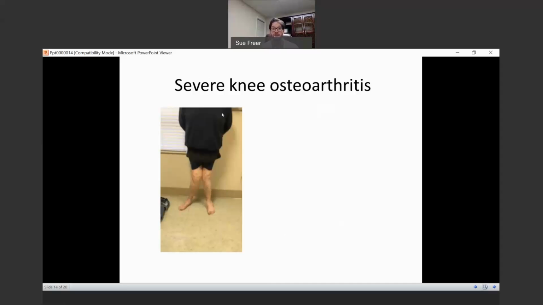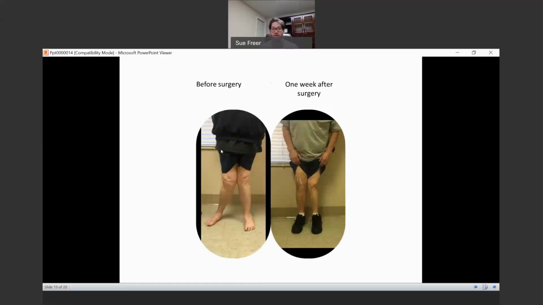This is the third category here. Patient comes with severe knee osteoarthritis and deformity. So he had, you see that the deformity was extensive here. And this is one of my patients. This is 1 week after surgery. He's walking with no cane or support, and his knee is straight now, and he's doing extremely well.